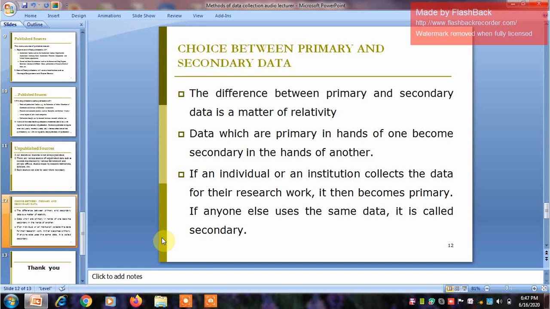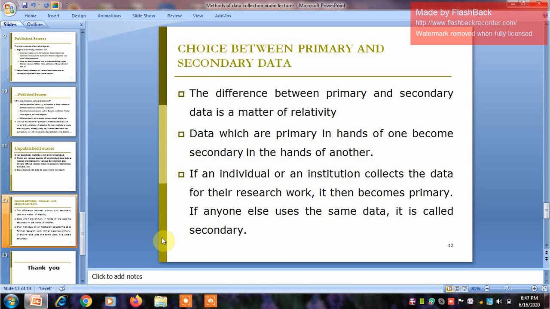The difference between primary and secondary data is a matter of relativity. Data which are primary in the hands of one become secondary in the hands of another. If an individual or an institution collects the data for their research work, it becomes primary. If anyone else uses the same data, it is called secondary. So that is what the slide says. It's not about primary data or secondary data; what your research demands becomes more important in conducting research.